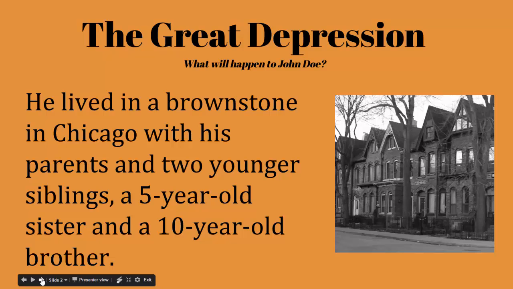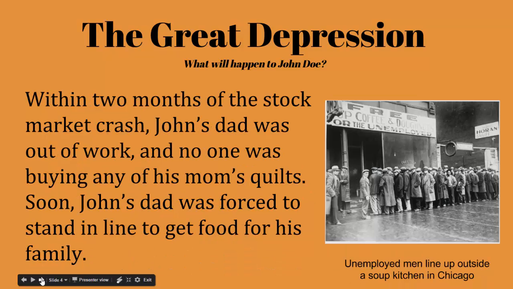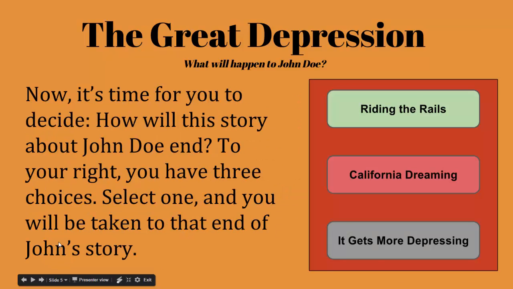So his dad lost his job. He lived in a brownstone. His dad worked at the stockyards. They had to get in lines to get food. And so now it's time for the readers to decide how this story about John Doe will end. And I presented three choices here.